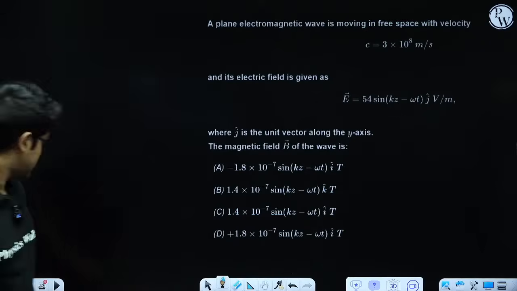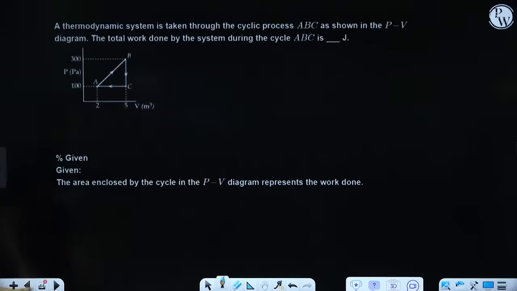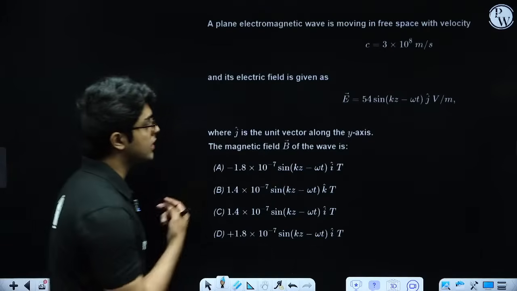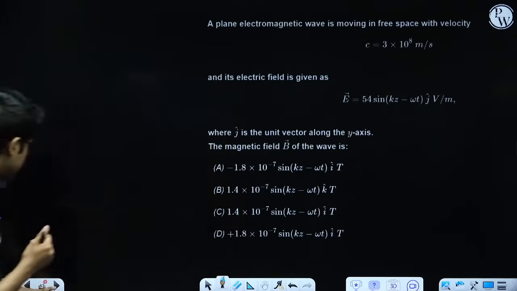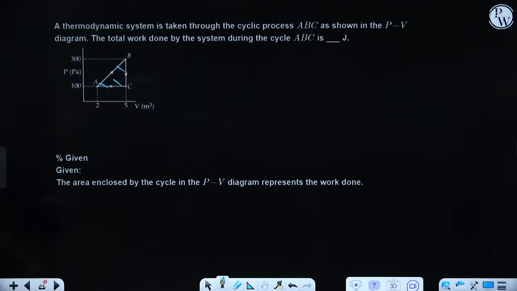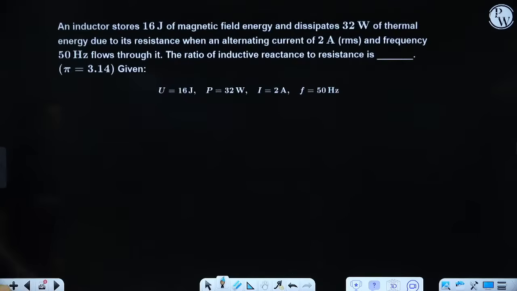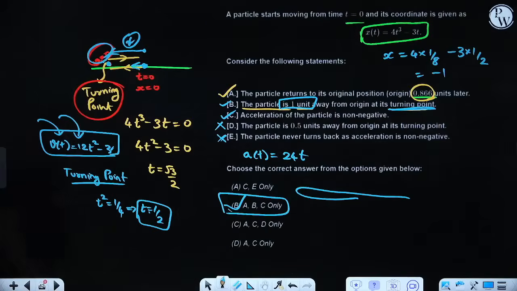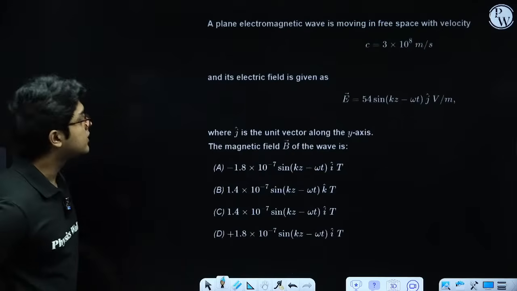So yeah, I guess this is the last question of the day. The next question is just the area of this right triangle, the total work done. So yeah, this is the final problem.